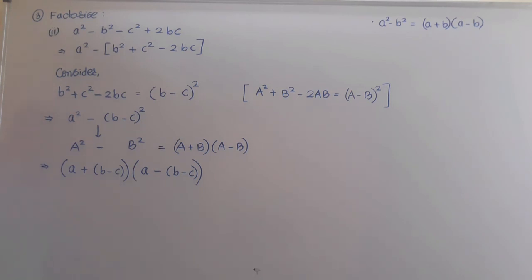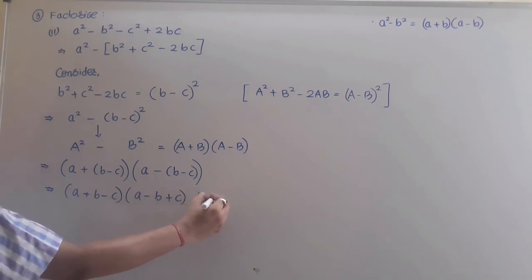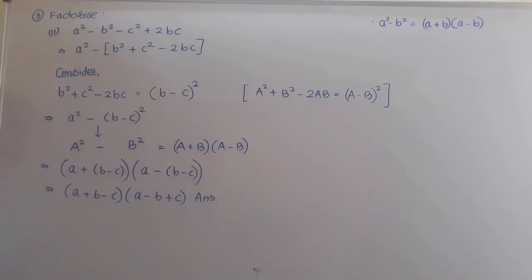Now you can simplify it a little bit. It can be written as a plus, reducing the bracket, since the plus sign is there the sign will not change, a plus b minus c, and here the sign will change because the minus sign is there, so a minus b plus c. This is your answer of the given question. I know it is difficult for you, but such kind of question normally comes in the examination.